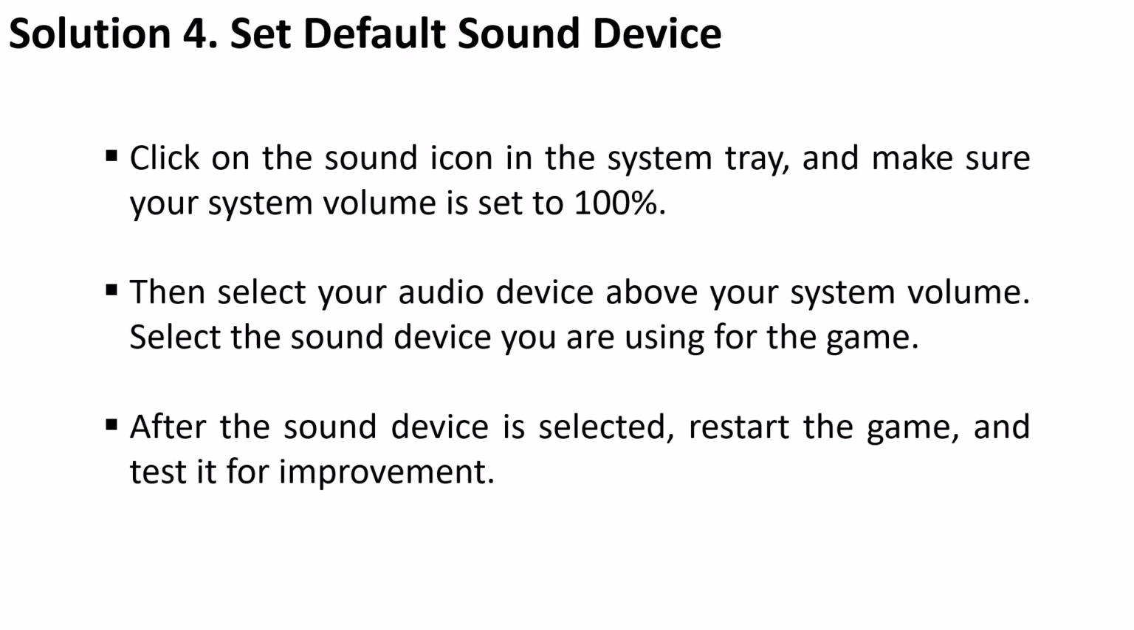Solution 4. Set default sound device. Click on the sound icon in the system tray and make sure your system volume is set to 100%. Then select your audio device above your system volume. Select the sound device you are using for the game. After the sound device is selected, restart the game and then test it for the improvement.